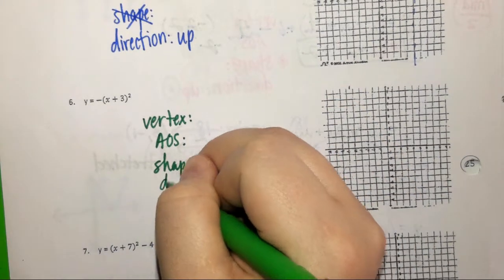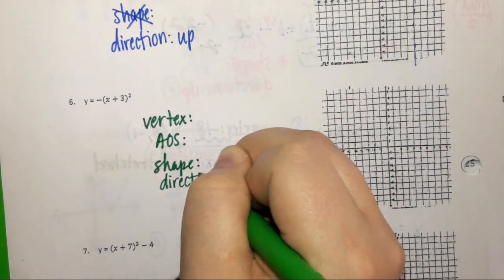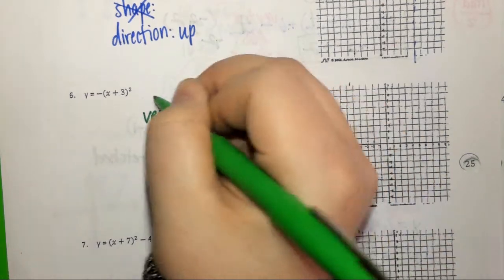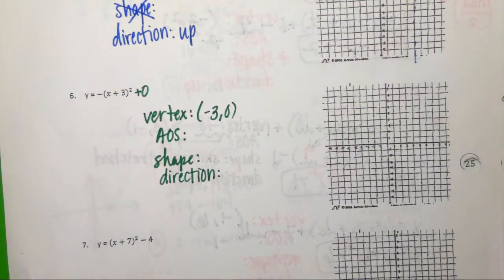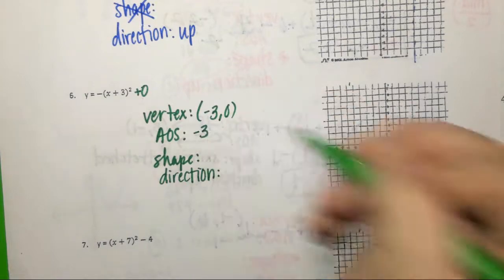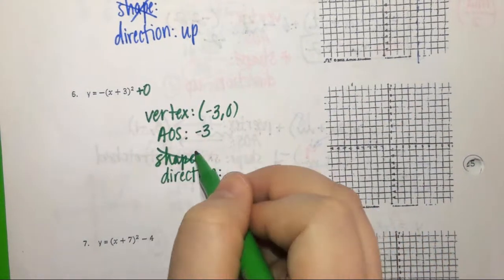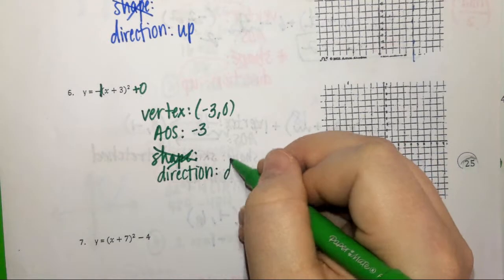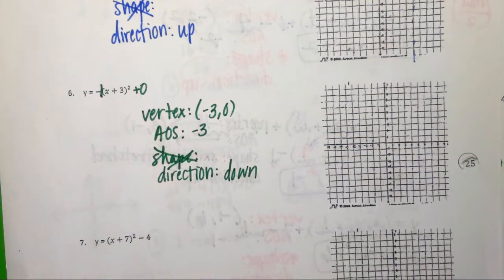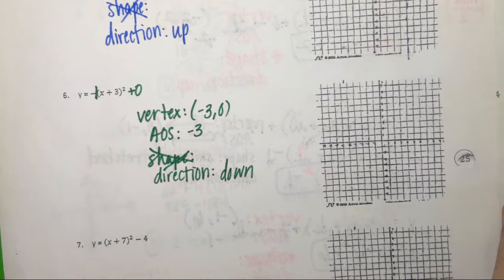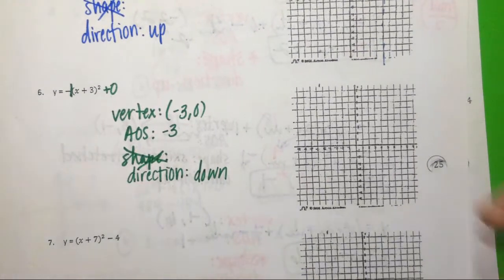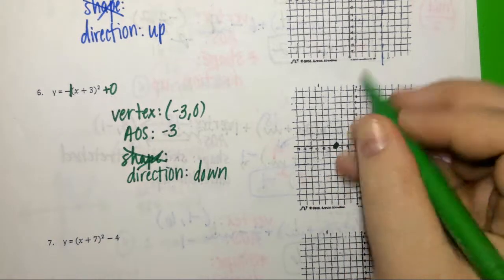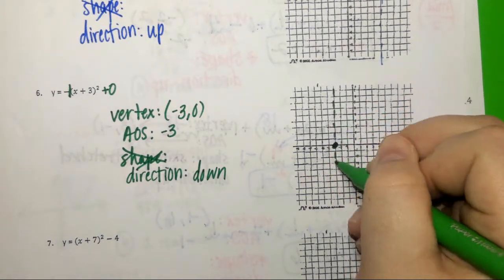Say it again, Ellie. She said it before you. There's an understood 0 out there for that y. My axis of symmetry is -3. My shape's not affected because it's an understood -1 out front. My direction is down. 2 gets a point. So I go to -3, 0. My axis of symmetry is at -3.